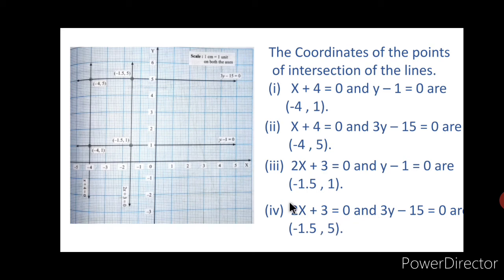And last, 2x plus 3 is equal to 0. The line having the equation 2x plus 3 is equal to 0 is here, and 3y minus 15 is equal to 0, here is that line. Then the point of intersection has the x coordinate minus 1.5 and the y coordinate 5. These are the points of intersection and their x and y coordinates.